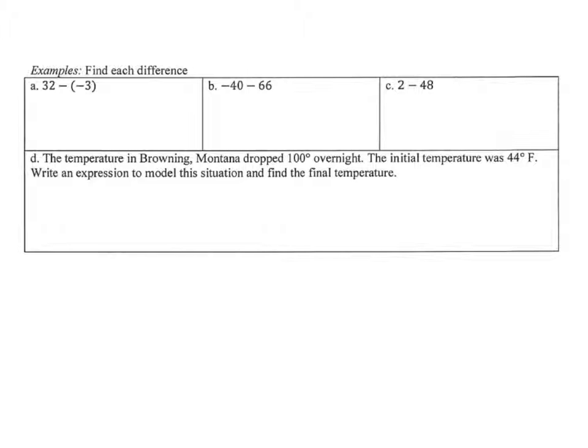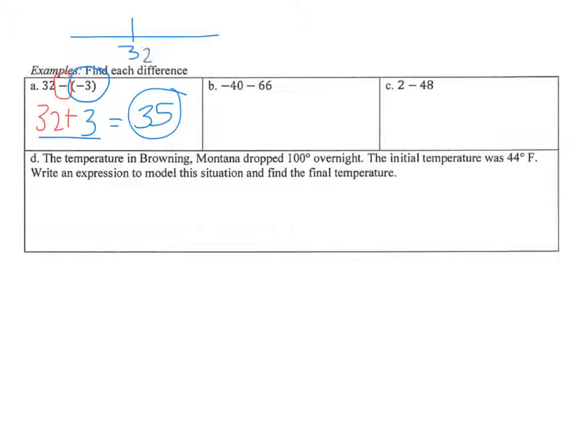Let's practice adding the opposite here. So I have a minus, so I'm going to write 32, and I'm going to change negative to positive. I'm making an addition problem, and then I'm going to take the opposite of -3. The opposite of -3 is 3. So now I have 32 plus 3, which is 35. Or if you think about it on the number line, you're at 32, and you're going to subtract a negative, which means go up. So you go up 3 to 35.